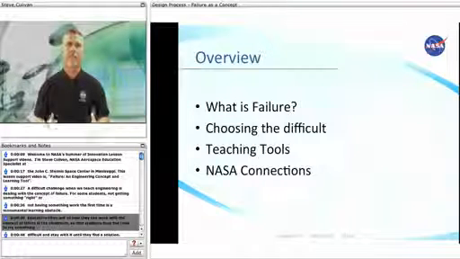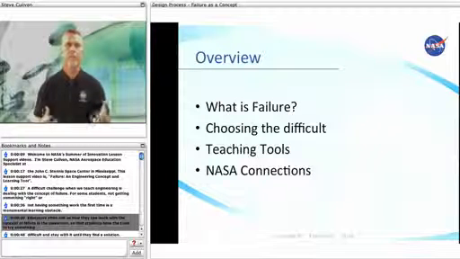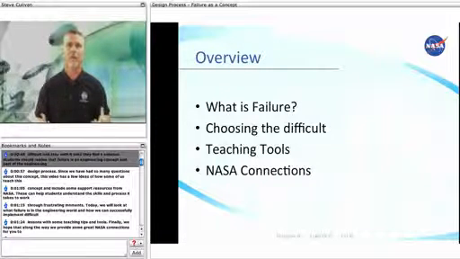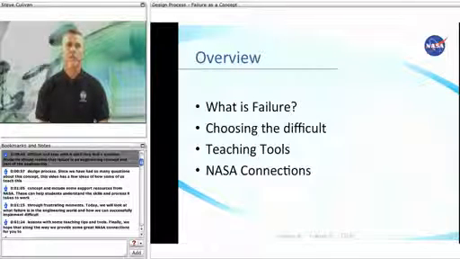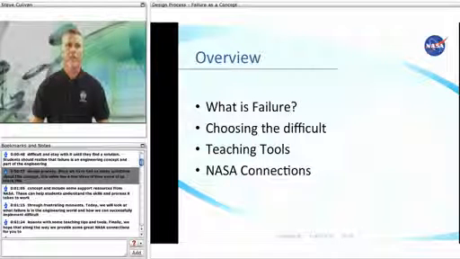Educators often ask us how they can work with the concept of failure in the classroom so that students have the tools to try something difficult and stay with it until they find a solution. Students should realize that failure is an engineering concept and part of the engineering design process.